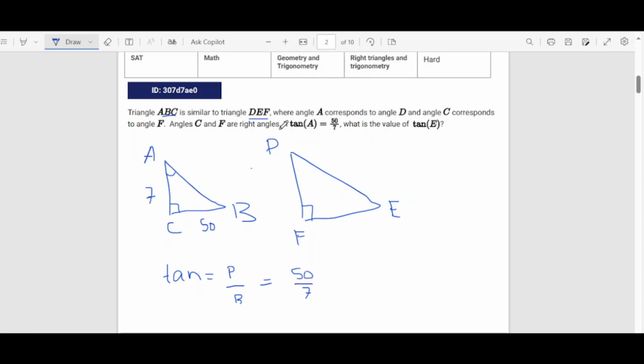Talking about the next one, what is the value of tan E? Tan E here will be perpendicular over base. What is perpendicular here? Perpendicular here is DF, which is 7 as given here. So perpendicular will be 7 over base. What is the base here? Base is 50. So our answer is 7 by 50.